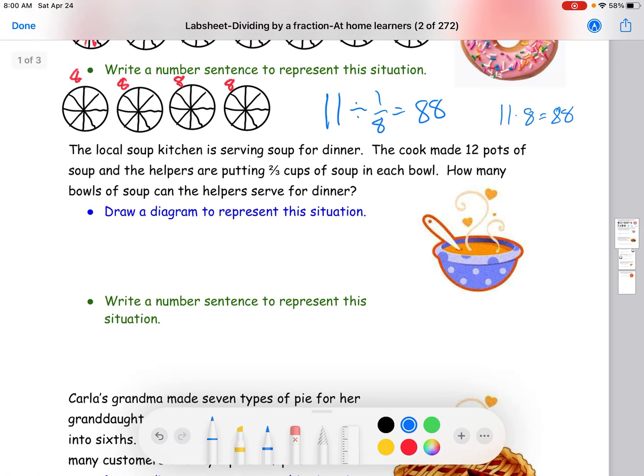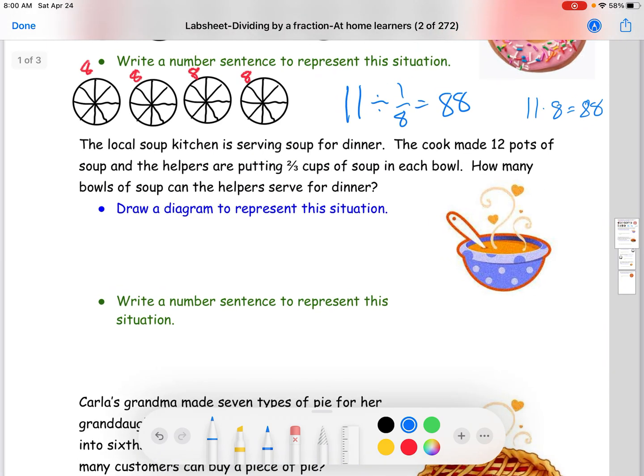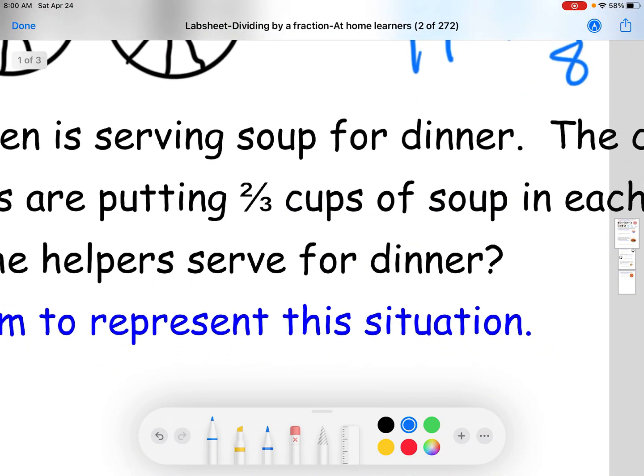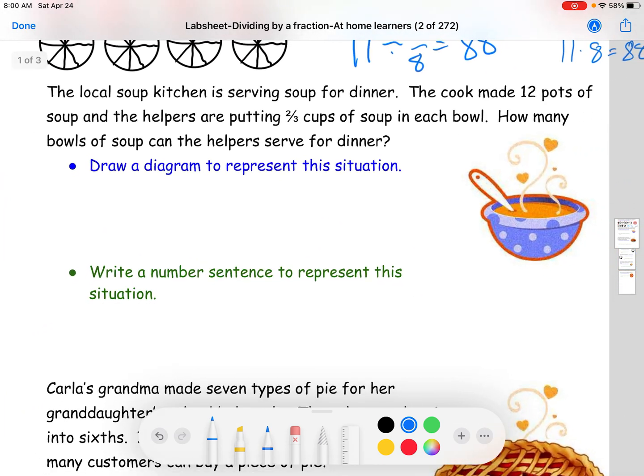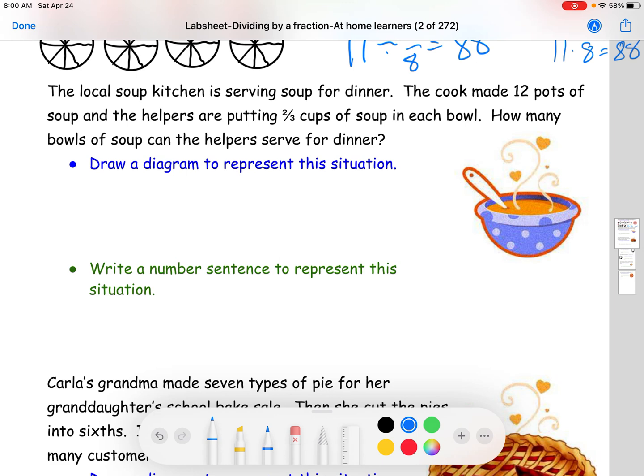Okay? All right, so this one's going to be a little different because we can see that the fraction here is going to be 2/3. All right, so let's go through this one. The local soup kitchen is serving soup for dinner. The cook has made 12 pots of soup, and the helpers are putting 2/3 of a cup of soup in each bowl. How many bowls of soup can the helpers serve for dinner?